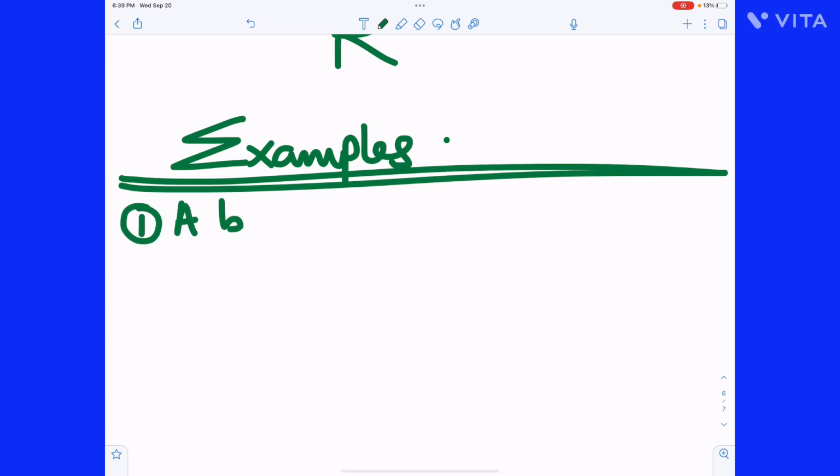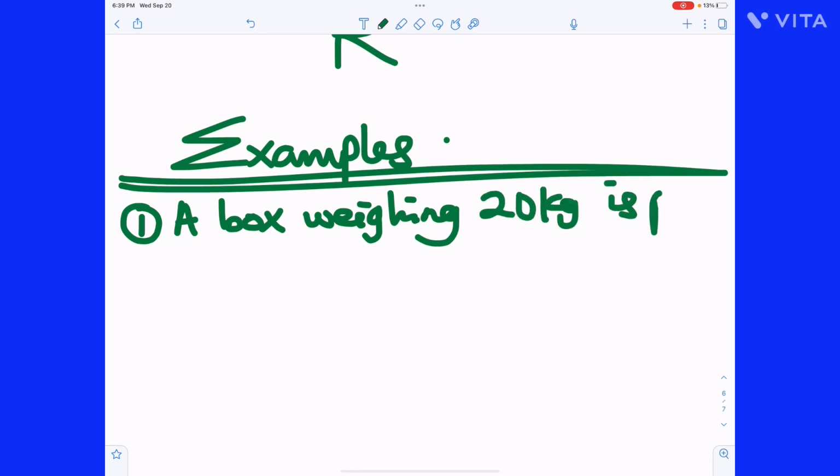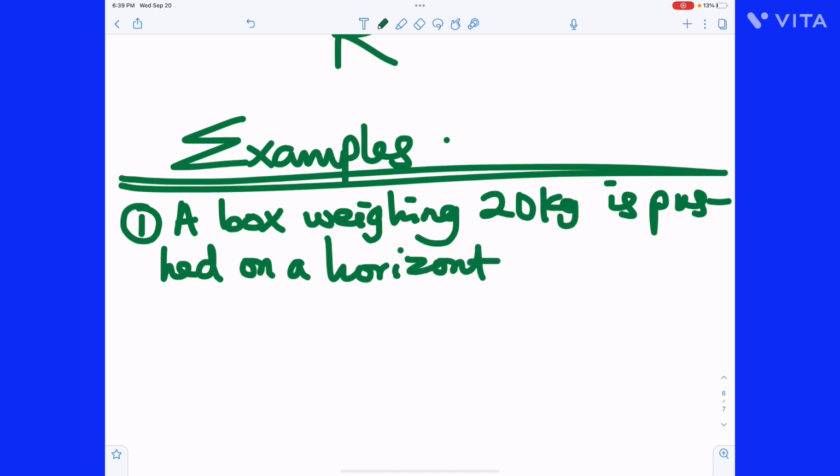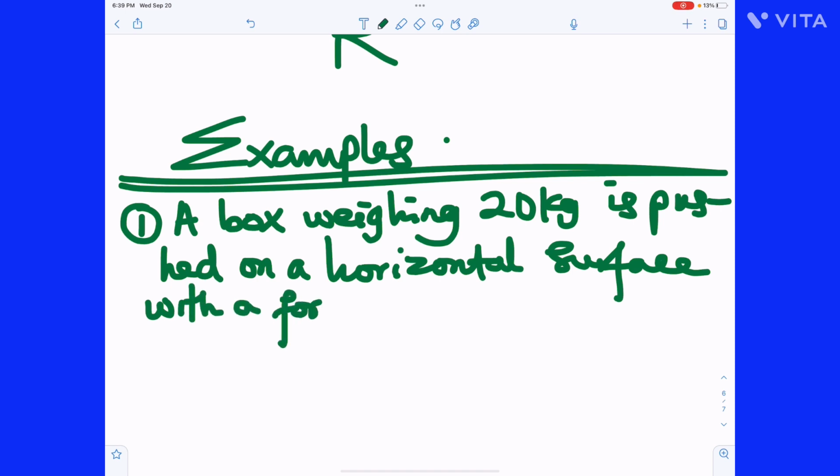Okay, a box weighing 20 kilogram is pushed on a horizontal surface. Let's just form the question together. A box weighing 20 kg is pushed on a horizontal surface with a force of, let's say, 15 newtons.